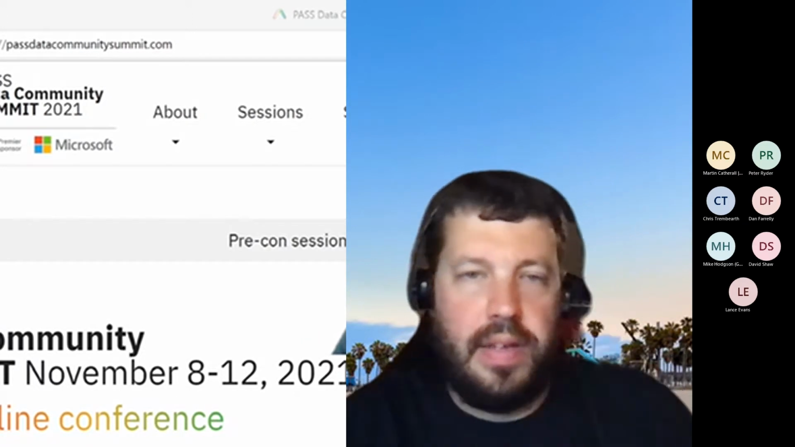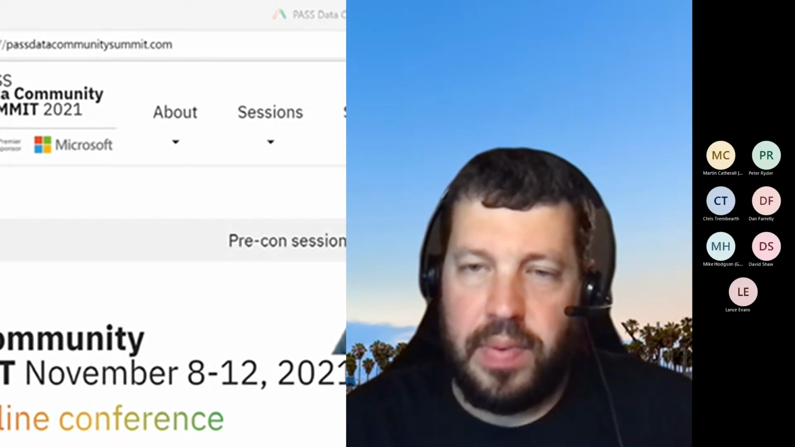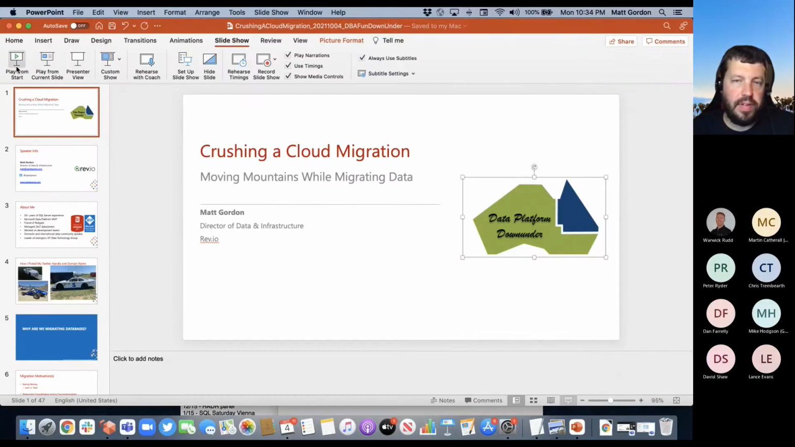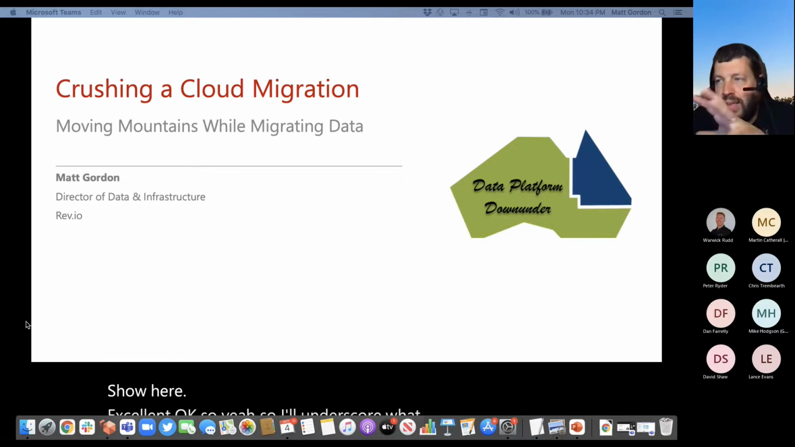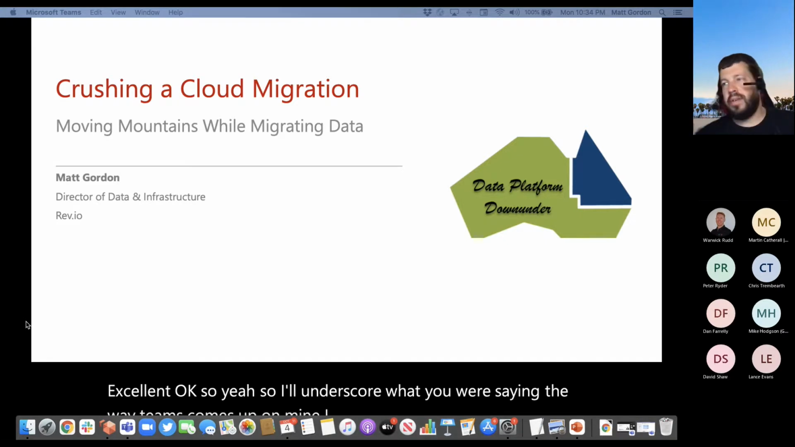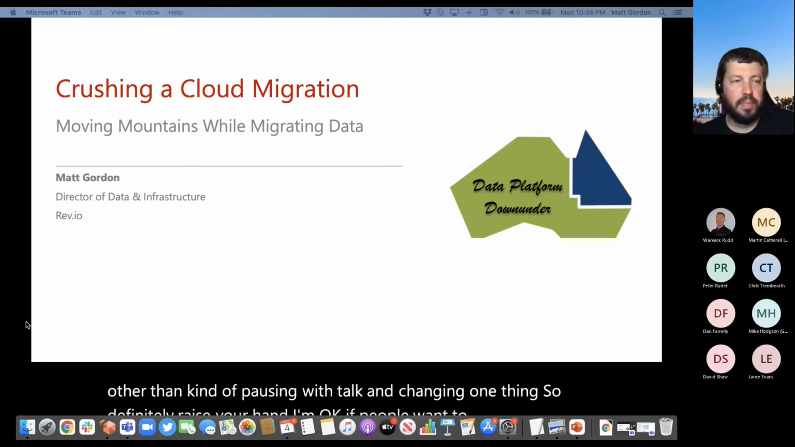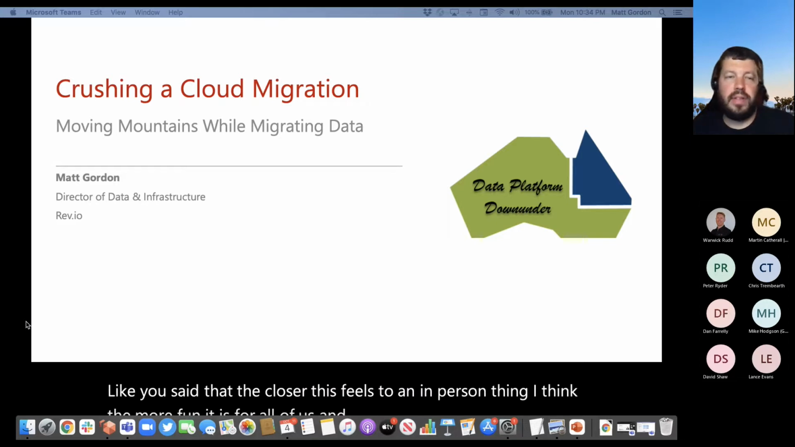All right, let's get my screen shared here. Sometimes Teams will let me do this the way I want it to. Hopefully you're seeing me starting a slideshow here. Yes. Excellent. Okay. So I'll underscore what you were saying. The way Teams comes up on mine, I can't see the chat while I do this, other than pausing the talk and changing one thing. So definitely raise your hand. I'm okay if people want to unmute too. Like you said, the closer this feels to an in-person thing, the more fun it is for all of us, and the more we get out of it probably as well.